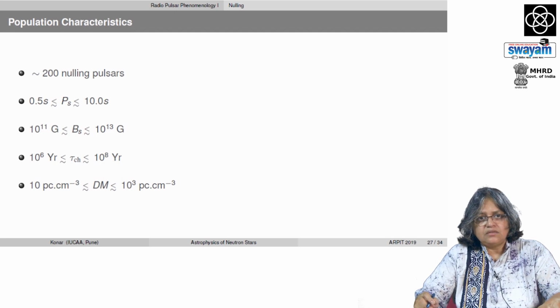the galaxy. The DM, dispersion measure, which is an indicator of distance, has a quite large range. So, therefore, pulsars all over the galaxy show nulls.